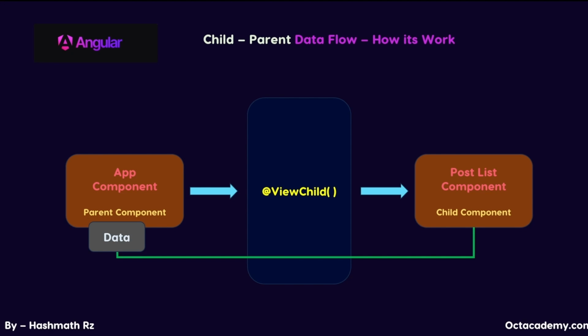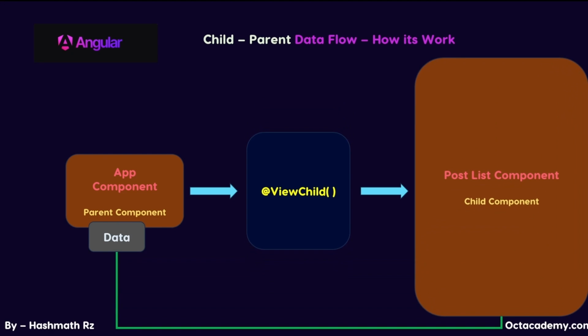So the same thing applies to the ViewChild approach. With ViewChild, we are accessing the child component. If the component has just one or two variables, in that case, we can simply access the data. But think if the child component has so many variables and we want to access one of them using ViewChild.